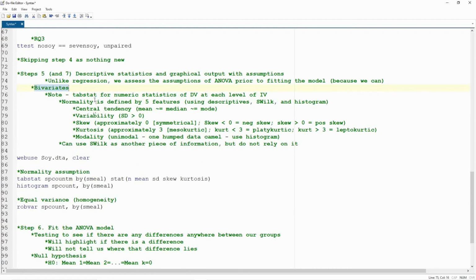Now, because we are interested in the DV across different levels of the IV, we're going to use a command called tabstat, which is designed specifically for this. We are still going to look for all the normal markers of normality. We can look at Shapiro-Wilk, but we're not going to today.